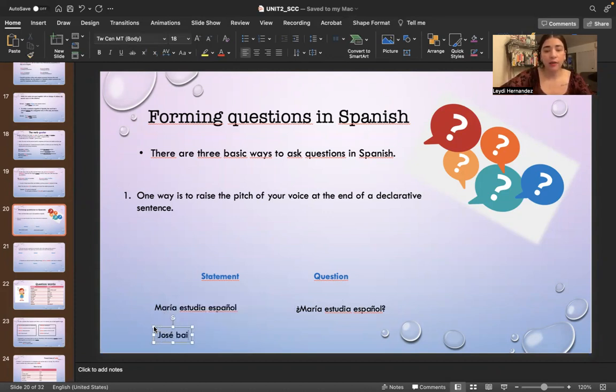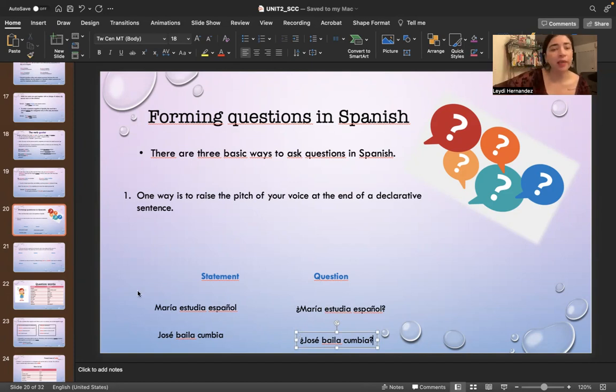José baila cumbia. Okay, this is a statement, it's not a question. Now let's make it a question. The first thing that we need is the upside down question mark at the beginning, and then the question mark at the end and the pronunciation. José baila cumbia? Okay, that is my question. José baila cumbia. Statement. José baila cumbia? Question.